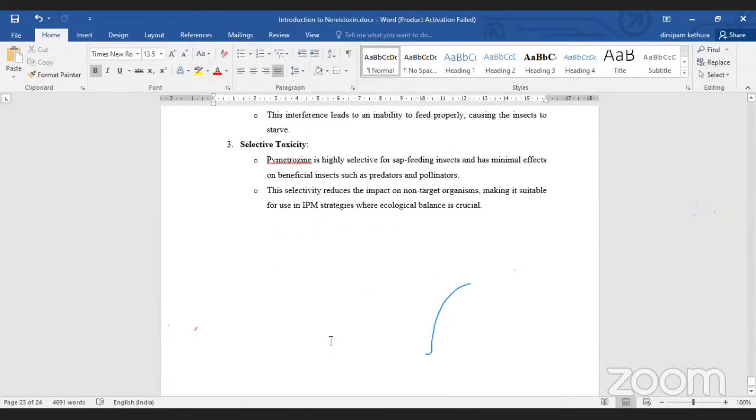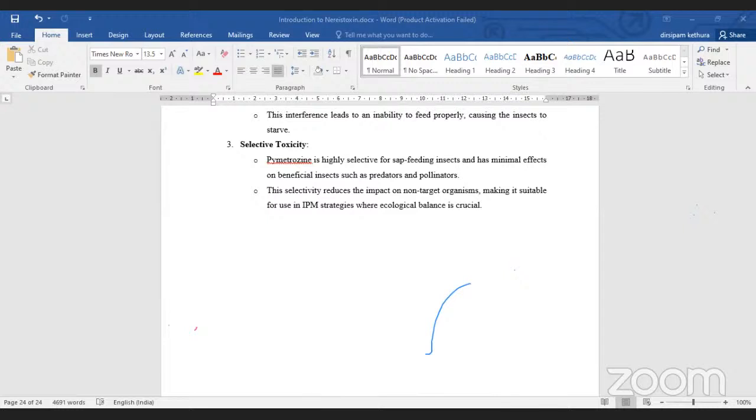And coming to the selective toxicity, this pymetrozine is highly selective for sap feeding insects and has minimal effects on beneficial insects. This selectivity reduces the impact on non-target organisms, making it suitable for use in IPM strategies where ecological balance is crucial. Although pymetrozine shows low toxicity, it did produce some evidence of tumorigenicity in both rats and mice. This is about the importance of pymetrozine.